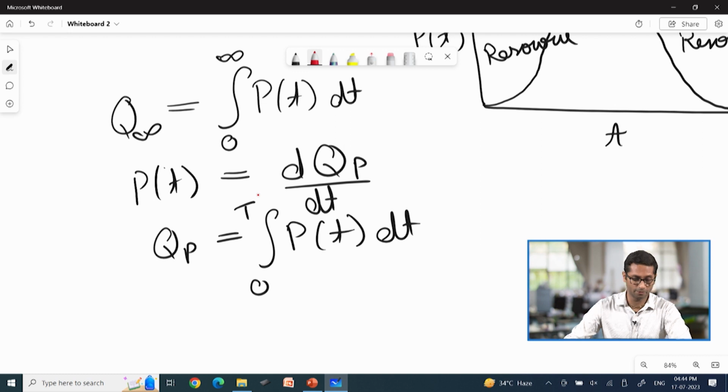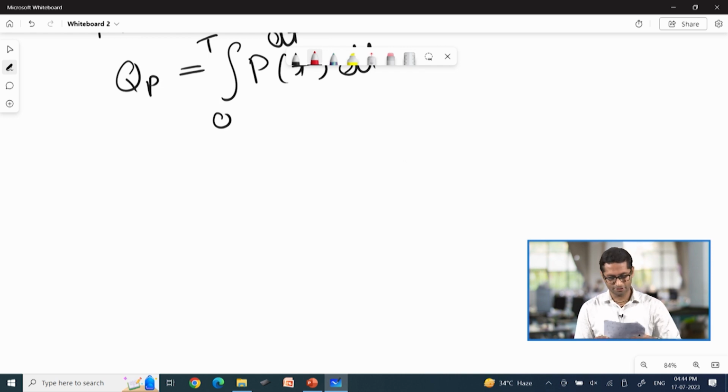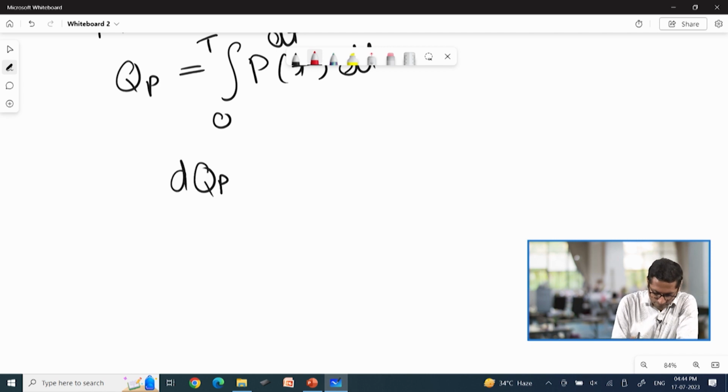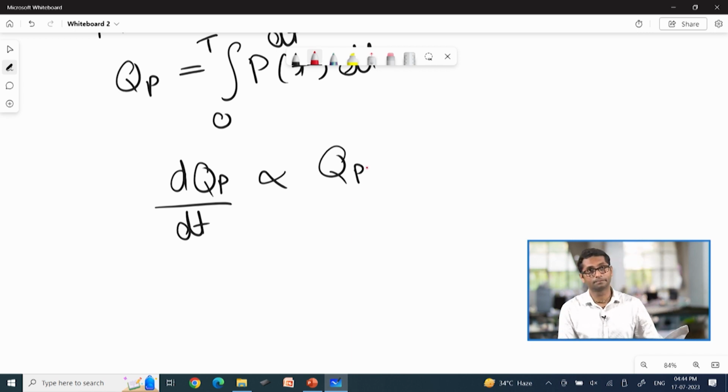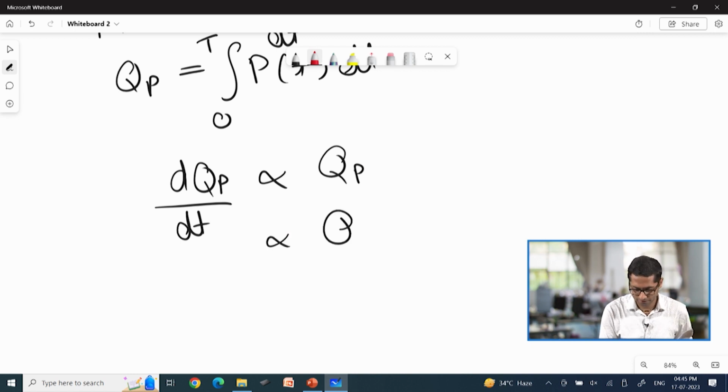So, let me introduce you three terms. One is Q infinity, which is the total amount of resource that is available. PT is basically the production for a particular year, and QP is the cumulative amount of production till that particular year. Now, the rate of change of QP with respect to time, which is dQP with respect to time, would be proportional to the amount of resource that we have already consumed. And this rate of change of QP with respect to time would also be proportional to the amount of resource that is left in the Earth's crust, which is Q infinity minus QP.